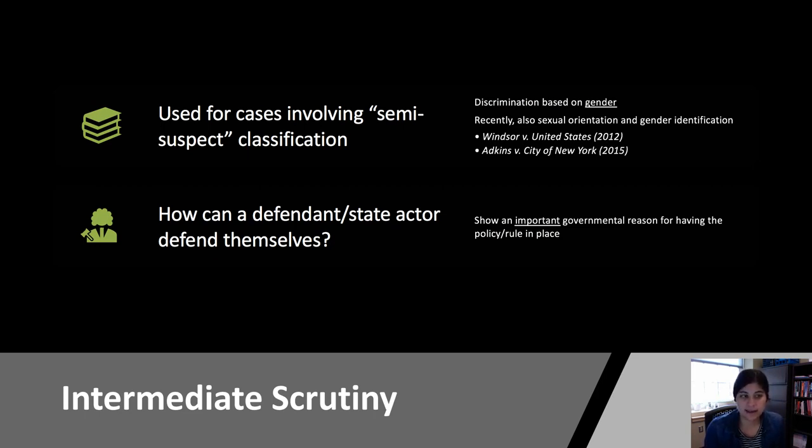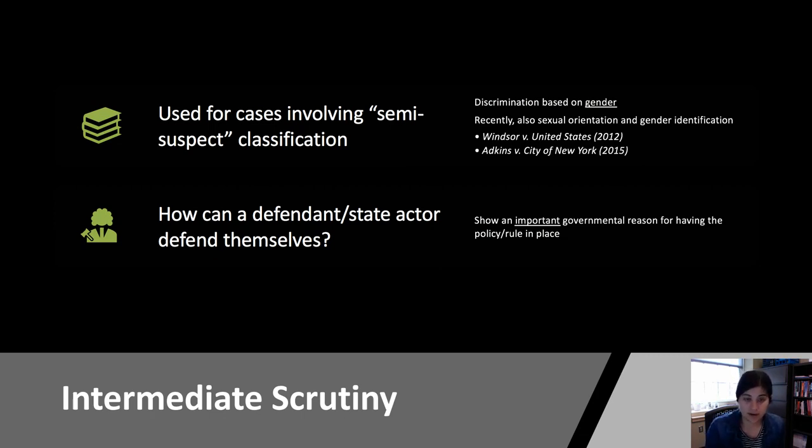So again, in cases of discrimination based on gender, it's somewhat difficult for a defendant to defend themselves, right? But if they can show that they had an important governmental reason for having a policy in place, they may be able to do so. It's still difficult to show a valid reason for discrimination based on gender, but if they can show they have an important reason for having such a policy in place, they might be able to win the case.